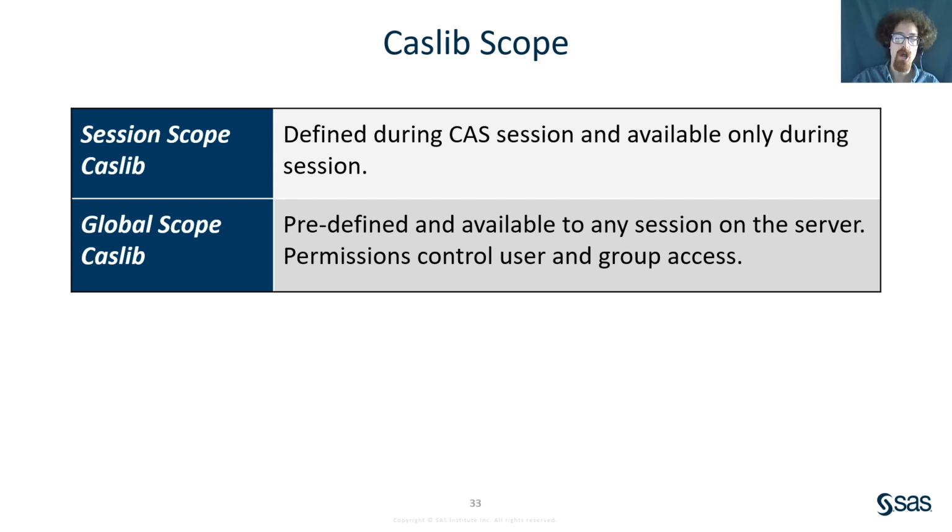In contrast, global Caslibs are predefined and are available every time you start up a session. So the Caslibs we saw earlier, including CasUser and the public Caslib, are predefined. Permissions are used to control who has access to each of these global Caslibs.